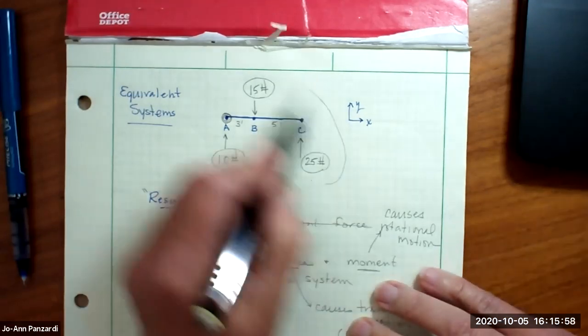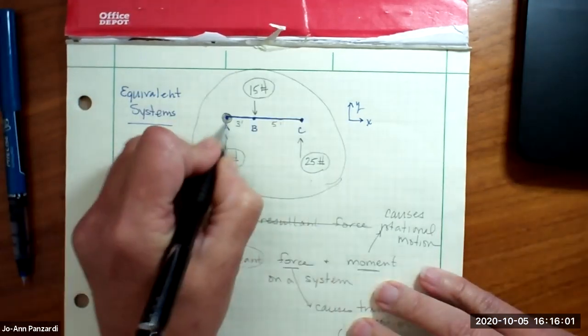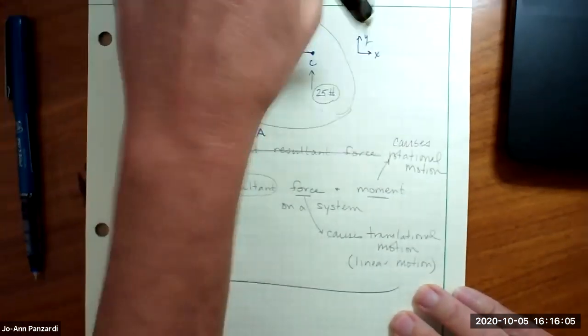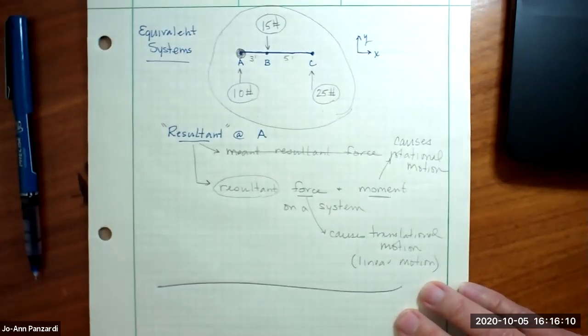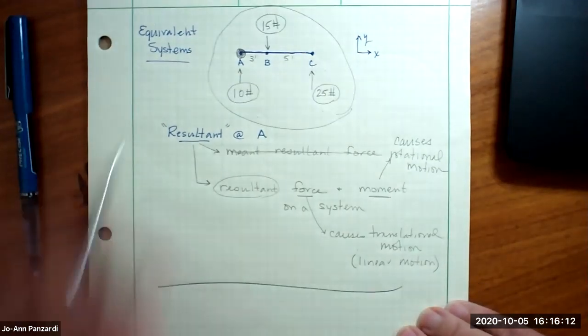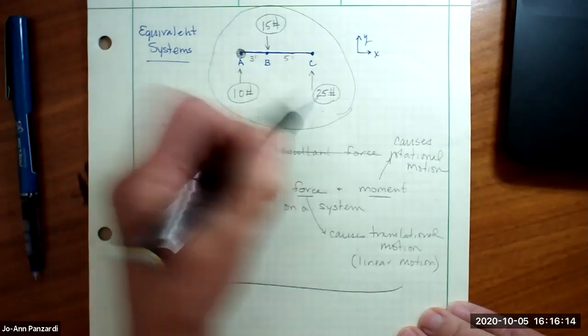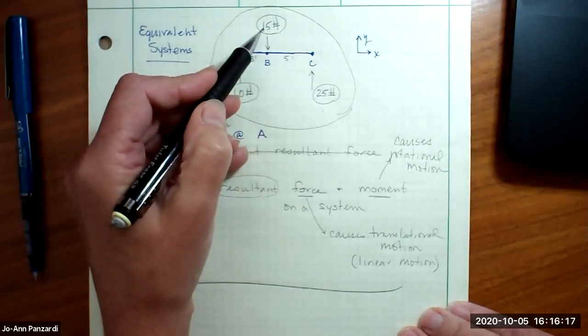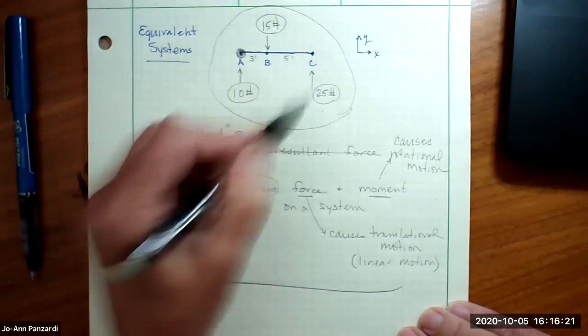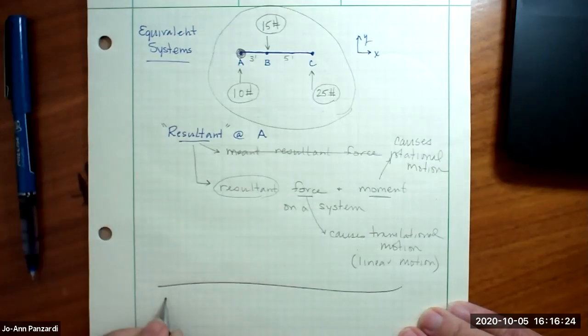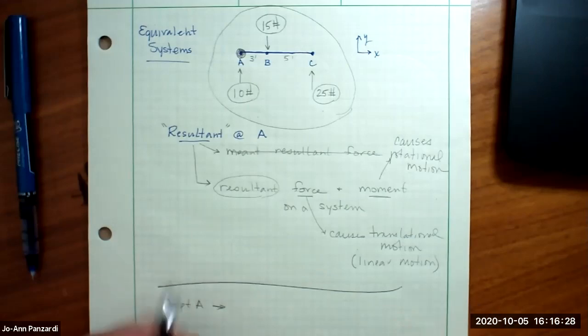So looking at this problem, in terms of point A, I want to know what is the net effect on point A of the forces that are shown. So again, we have 10 pounds up, 25 pounds up, 15 pounds down in different locations. And I want to know what is the net impact of these loads on point A. So on point A, you may have said, oh, well, what's the resultant force?